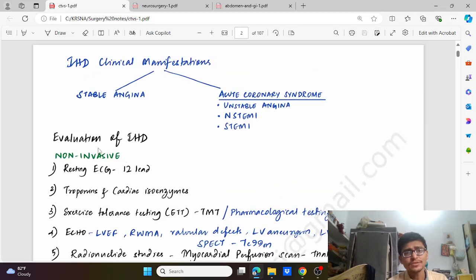Clinical features could be chest pain radiating to the left shoulder, tachycardia, palpitation, and diaphoresis. These could be clinical manifestations, which will present as stable angina or acute coronary syndrome. That could be unstable angina, NSTEMI, non-ST elevation MI, or ST elevation MI, STEMI.